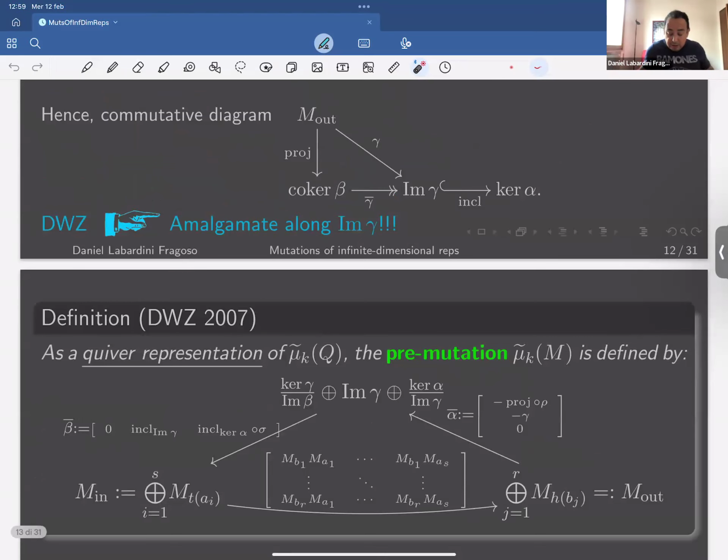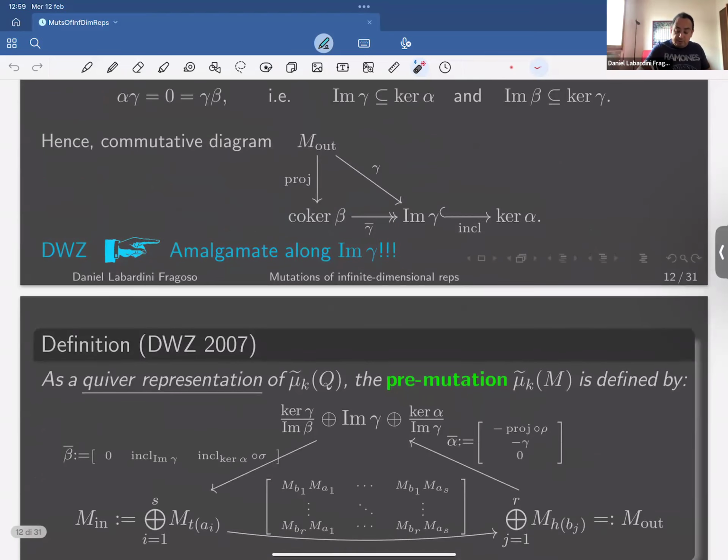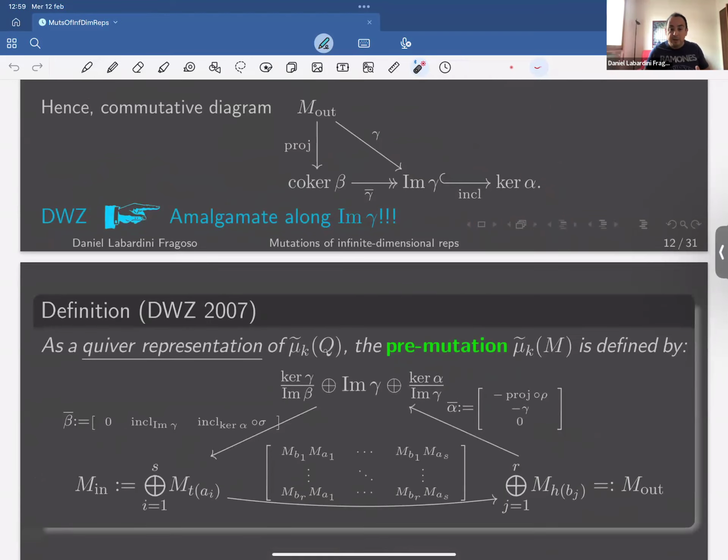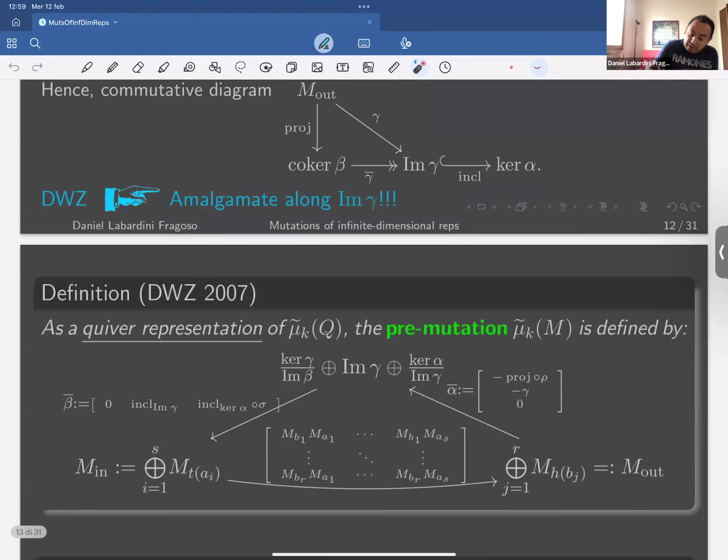Okay, but now how does one mutate the representation given this information? That is, assuming that M is a module over the Jacobian algebra of QS. Well, now we can amalgamate these two spaces along the kernel of alpha. So I'm writing it this way. You can check that this is isomorphic to the co-kernel of beta, whereas this one is isomorphic to the kernel of alpha.